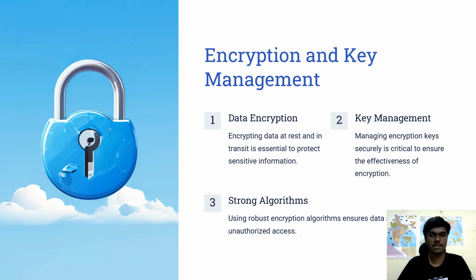Then we have encryption and key management, which includes data encryption, key management, and strong algorithms. So let's start with data encryption. Encrypting data at rest and in transit is essential to protect sensitive information. The second one is key management. Managing encryption keys securely is critical to ensure the effectiveness of encryption. Then we have strong algorithms. Using robust encryption algorithms ensures data is protected from unauthorized access.